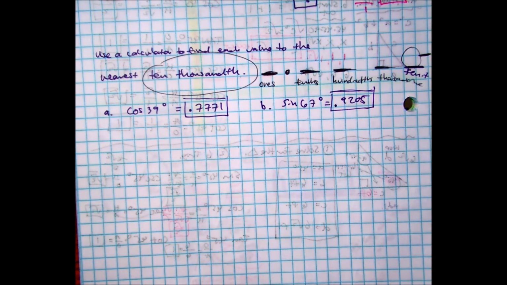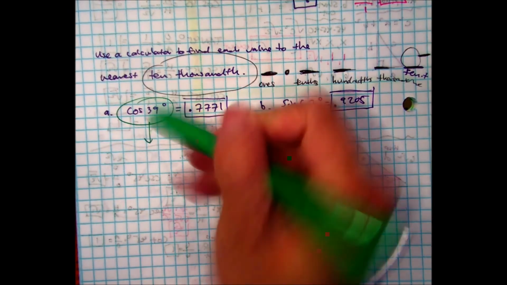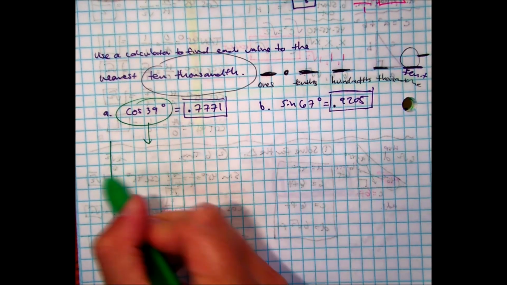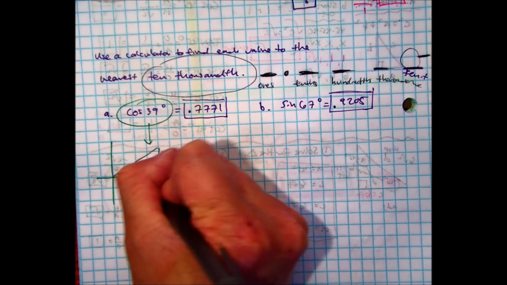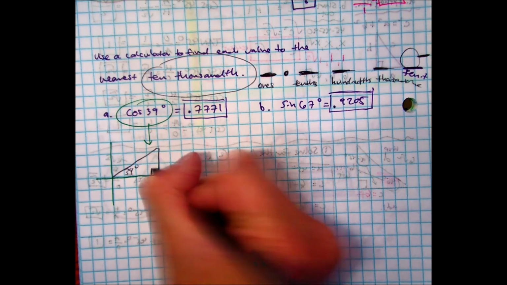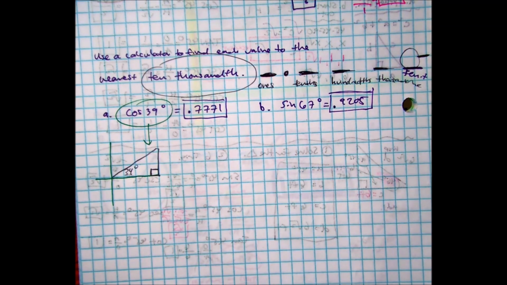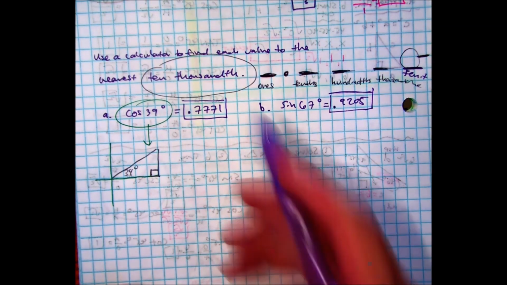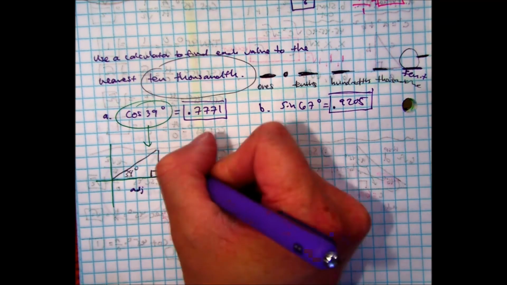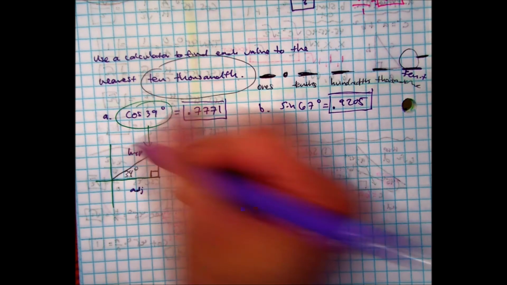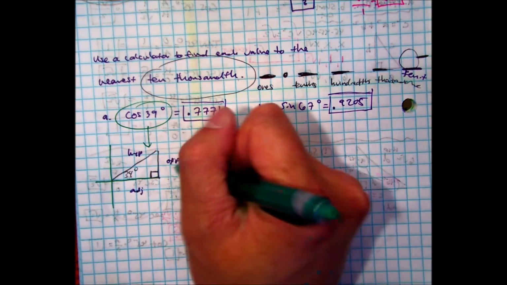Now, let me review what we learned last week. Last week we learned about the basic trig functions. So let's do this one. If I draw on the coordinate plane a right triangle, and let's just say cosine of 39 degrees. Trig only works with a right triangle, 39 degrees. Cosine is which two sides, class? The adjacent and the hypotenuse. So I don't need this side.